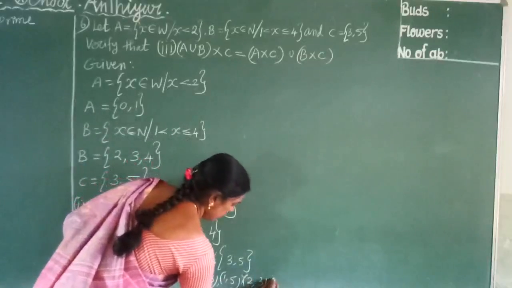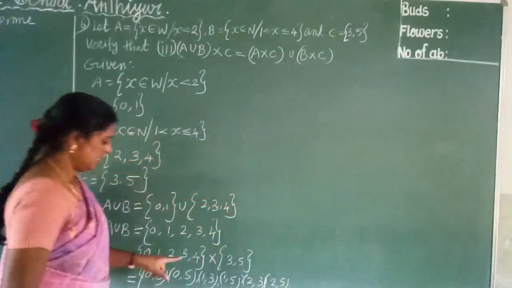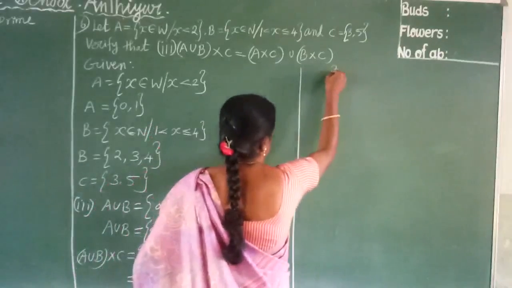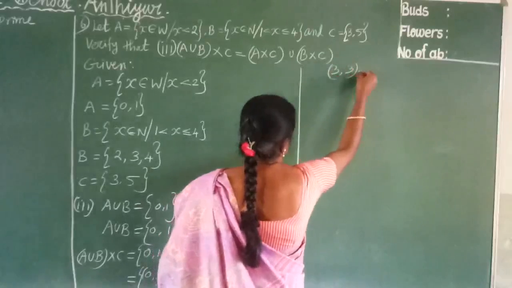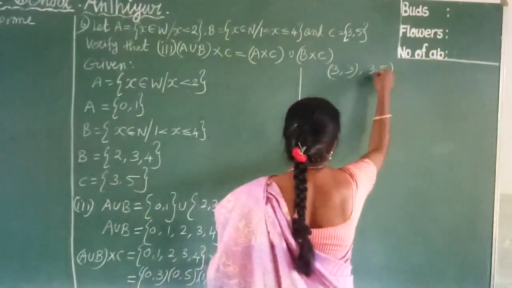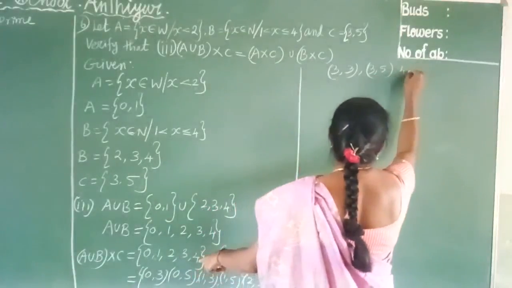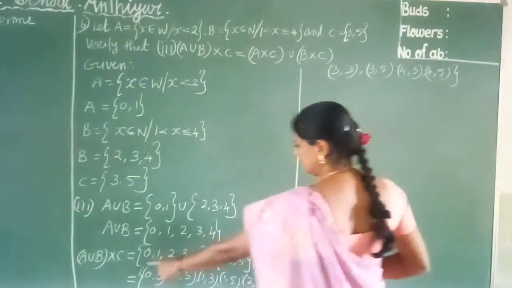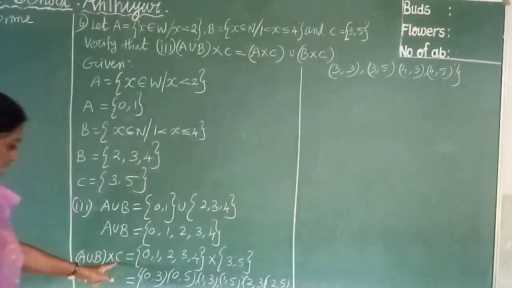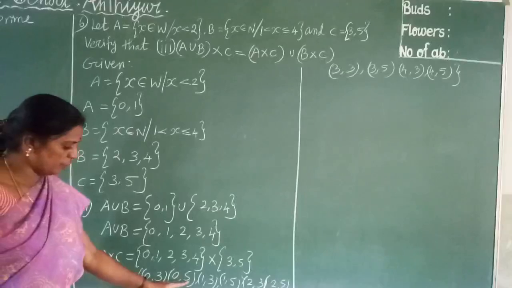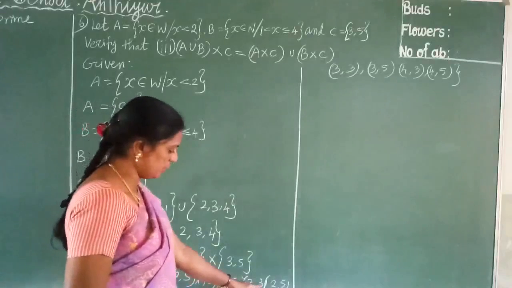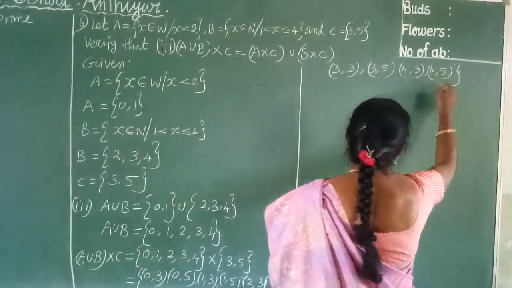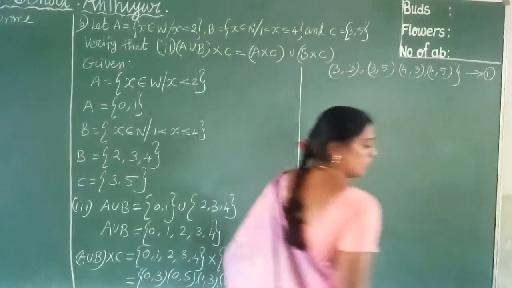Next we take 2: 2, 3, 2, 5. Next we take 3: 3, 3 and 3, 5. Next we take 4: 4, 3, 4, 5. That is the (A union B) cross C answer: 0, 3, 0, 5, 1, 3, 1, 5, 2, 3, 2, 5, 3, 3, 3, 5, 4, 3, 4, 5. That is the LHS answer. Mark equation number 1.